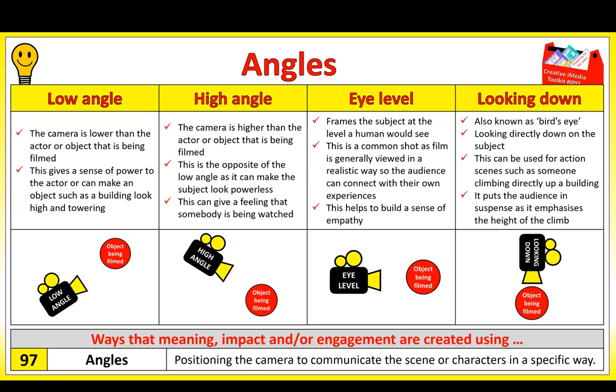Eye level, the subject is at the level of the human eye. This is a common shot and it's generally viewed so it gives you a realistic way the audience can connect with the experience of a human being. So it can create a sense of empathy. And looking down, also known as bird's eye, you're looking directly down on the subject. This can be used for action scenes. For example, somebody climbing up the side of a building. It puts the audience in suspense and it emphasises the height of the climb.